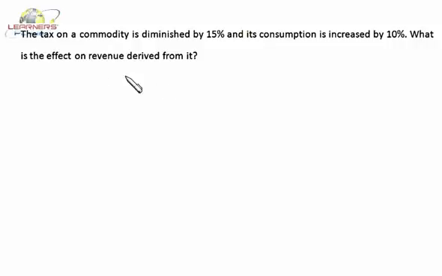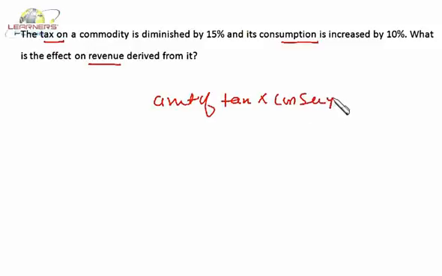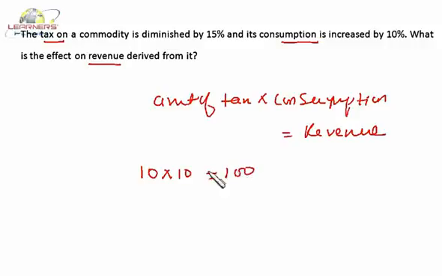Now friends, here this term revenue is dependent on tax and consumption. So let's say tax into consumption is revenue. That is, the amount of tax into its consumption is revenue. Now suppose the amount of tax is 10, its consumption is 10, that means the revenue is 100.